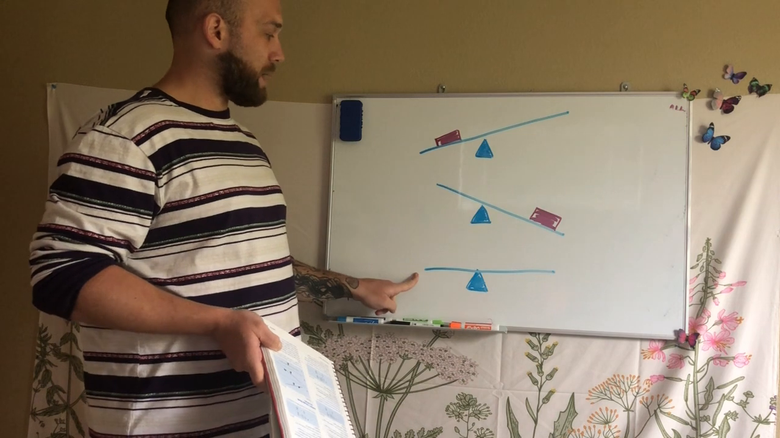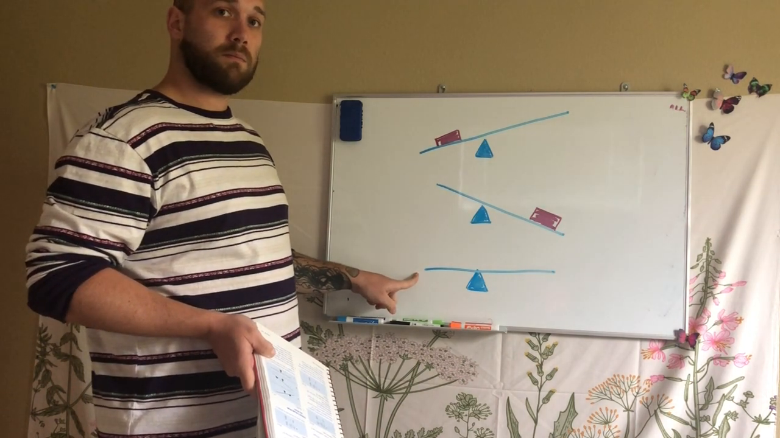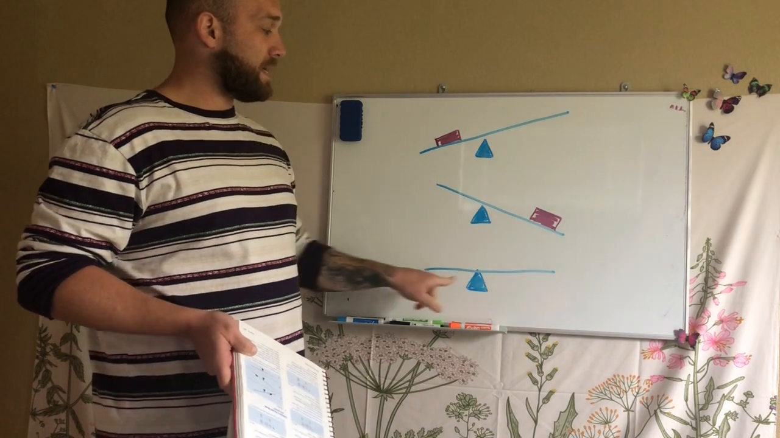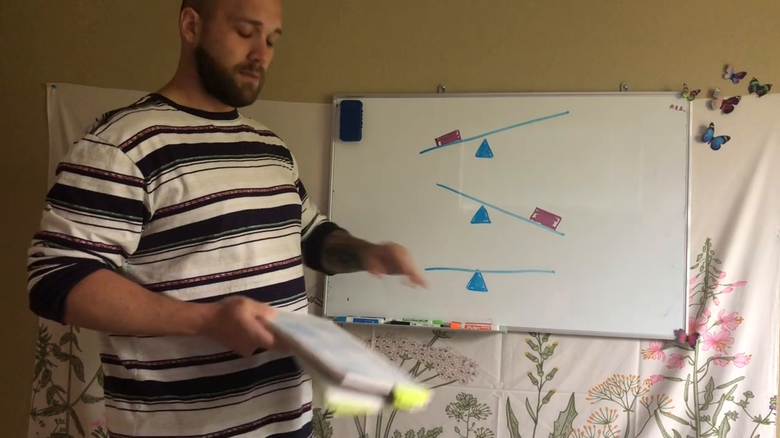Now look at balance beam 3. There are no weights, meaning neither side has gone down. It's staying up. It's balanced.